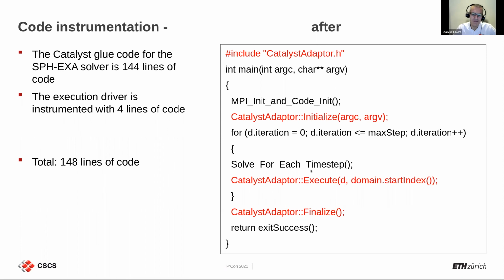And then with conditional compilation, I can include my adapter, which are those 144 lines of code. I initialize my adapter, and at each of my iterations, I execute my Catalyst adapter.